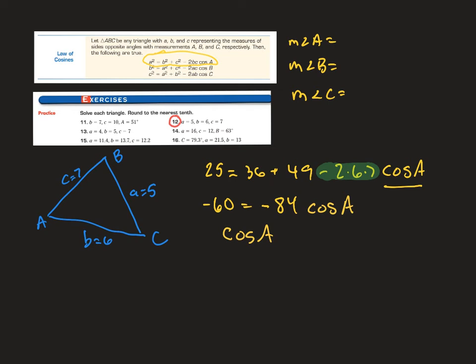Negative 60 divided by negative 84, and I get 0.7143 when I round it. Oops, that's supposed to be a 3 when I round it off. Okay, and then you know we're going to do inverse cosine. I'm not even going to write that in. I'm just going to hit the button on the calculator to get angle A. Angle A then becomes inverse cosine of that decimal answer, which is about 44.4 degrees. Angle A is 44.4.